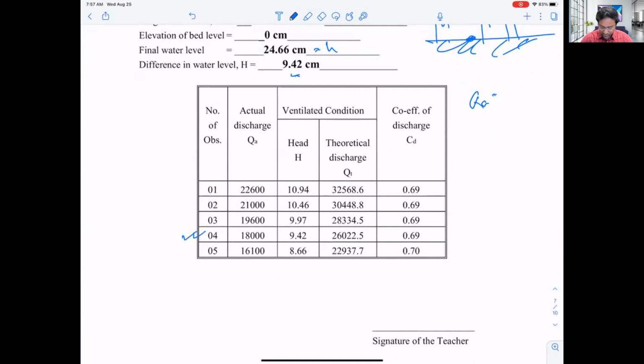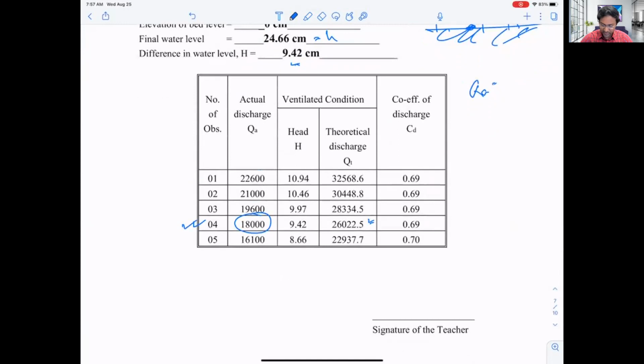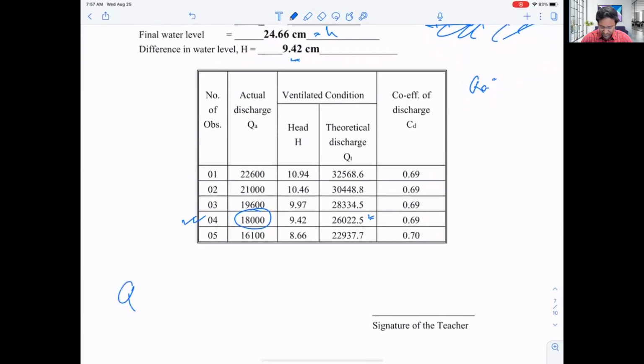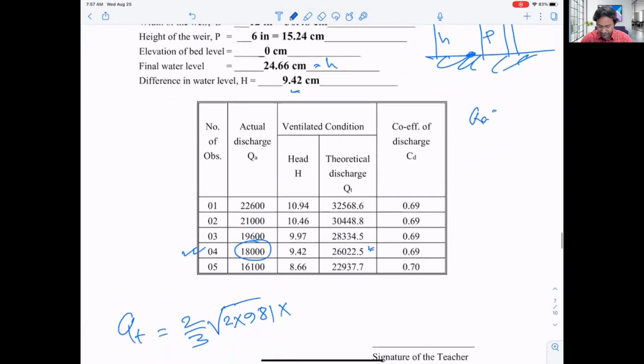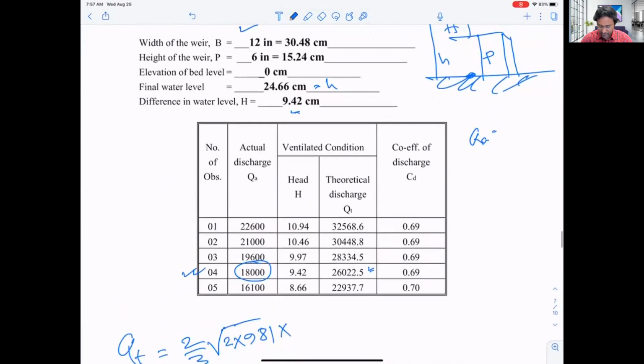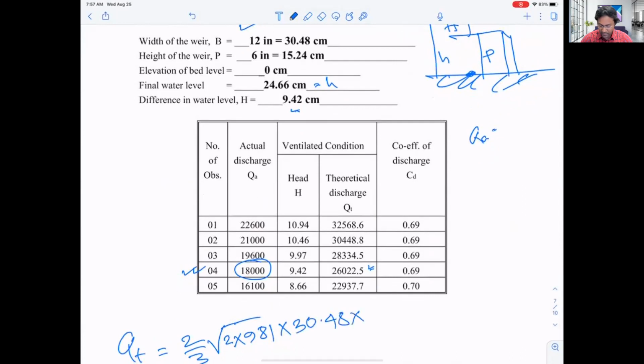So the actual flow rate we're getting from our device directly. You can see this is displaying there, and we have to calculate CD. So before that we have to calculate that QT for this one. Okay, so we just saw the same equation, 2 over 3 root over 2g, meaning 2 into 981 because these are in centimeter, and then B is 30.48, and H is 9.42 to the power 1.5, or 3 divided by 2.